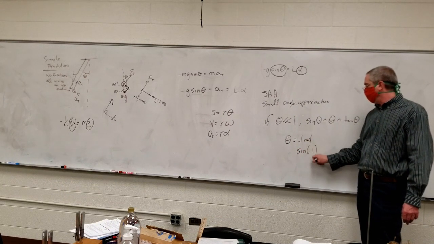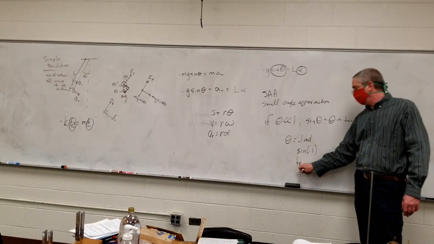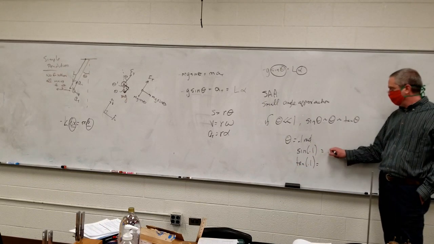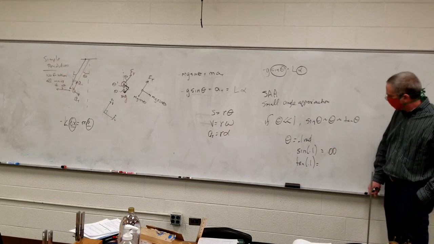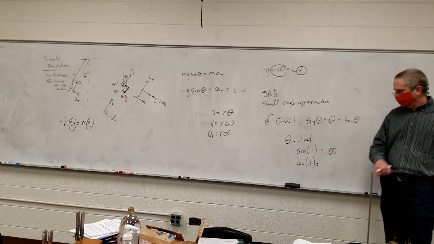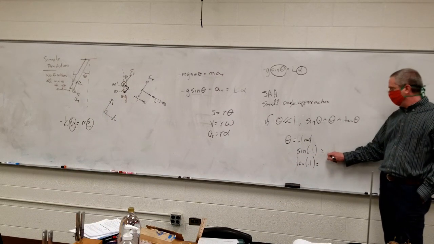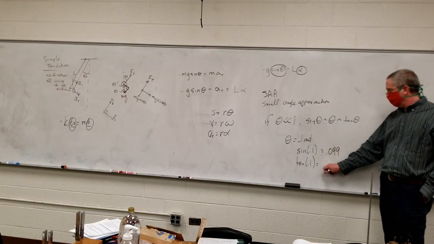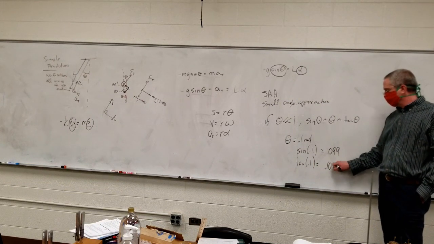So if theta is, say, 0.1 radians, what is the sine of 0.1, and what is the tangent of 0.1? Something's off. Are you in radians or degrees? I'm in degrees. It's 0.099. And the tangent is about 0.1.